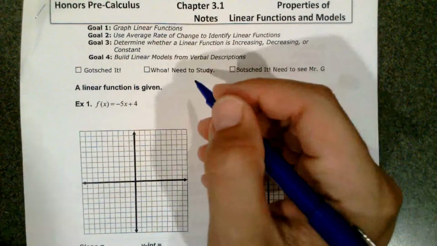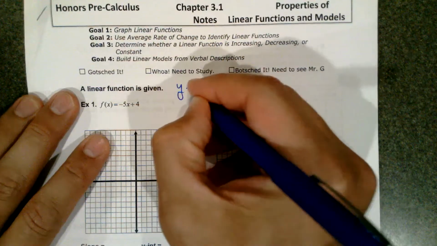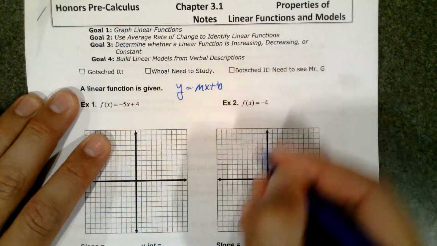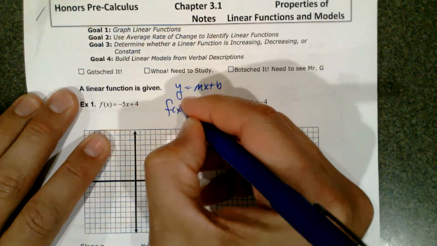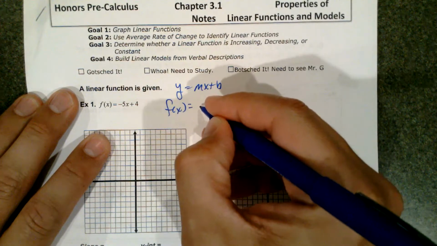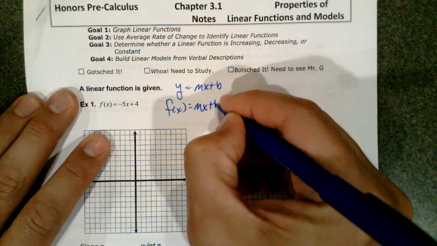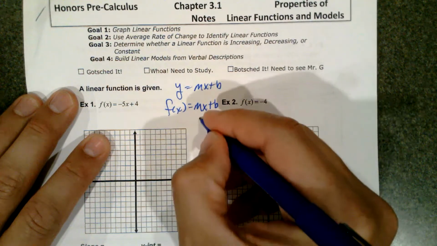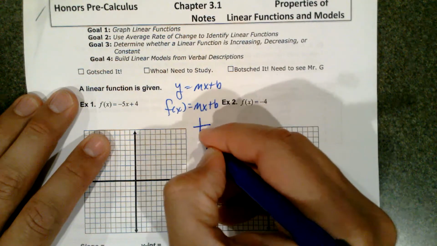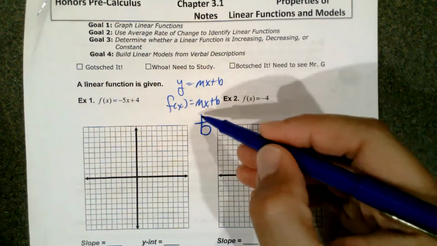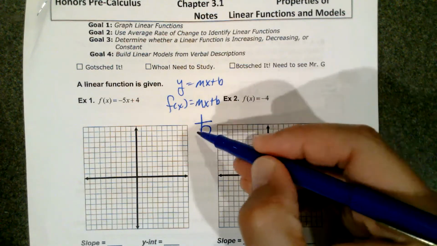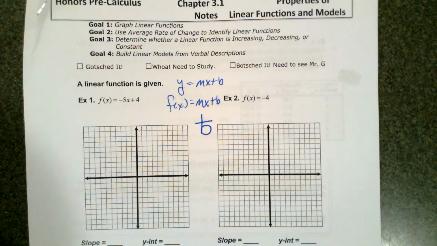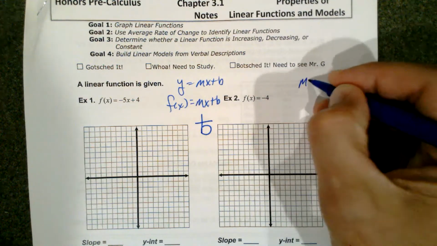Again, this is nothing new, guys. We've seen y equals mx plus b. It's the same thing as this in function notation, f of x equals mx plus b. Remember the last number is the y-intercept. We put a little hump down here. That's what I teach my freshmen. You have your x and y axis. Put a little hump down there. That's where you put the b. And then we obviously know m is slope.